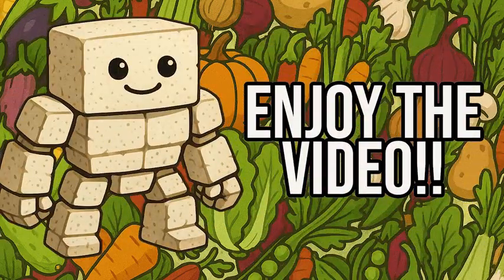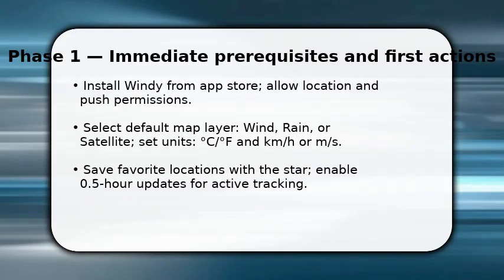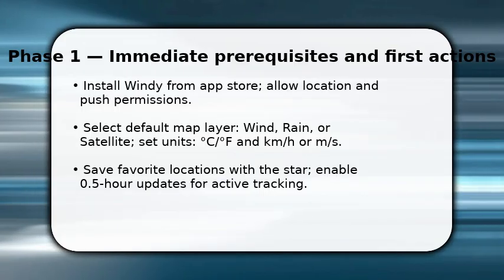Please enjoy the video. You're opening Windy for immediate use. Give the app location and notifications so forecasts update automatically. Tap the layer button and pick wind, rain, or satellite depending on what you track. This sets the visual focus.